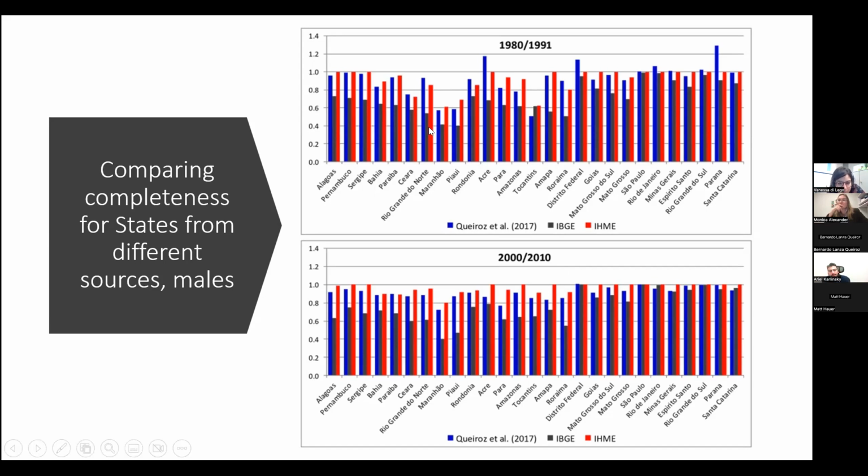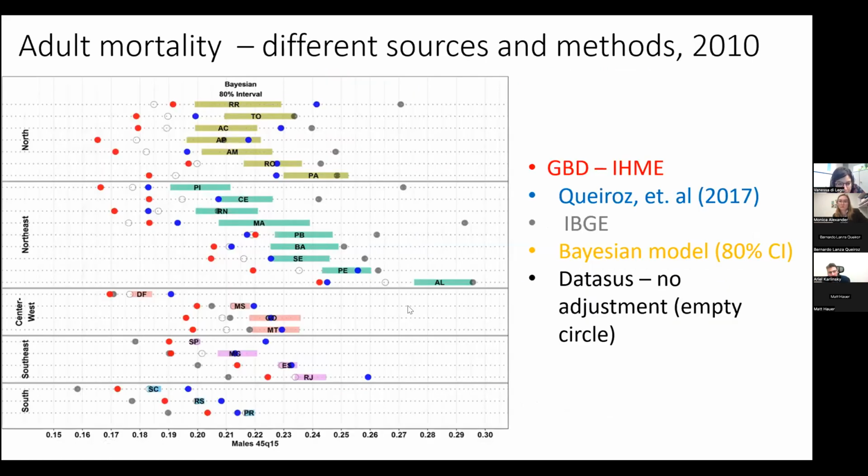One additional thing is that we can compare the different sources and obtain an estimate of adult mortality. Here I'm showing estimates of adult mortality using different sources. The red dot is the GBD, IHME. The blue ones are the ones I showed before in the map for Brazil. The grayish one is IBGE. The yellow one is the Bayesian model by Carl and Marcus with the 80% credible interval. And the black ones are the CRVS system in Brazil without any adjustment.